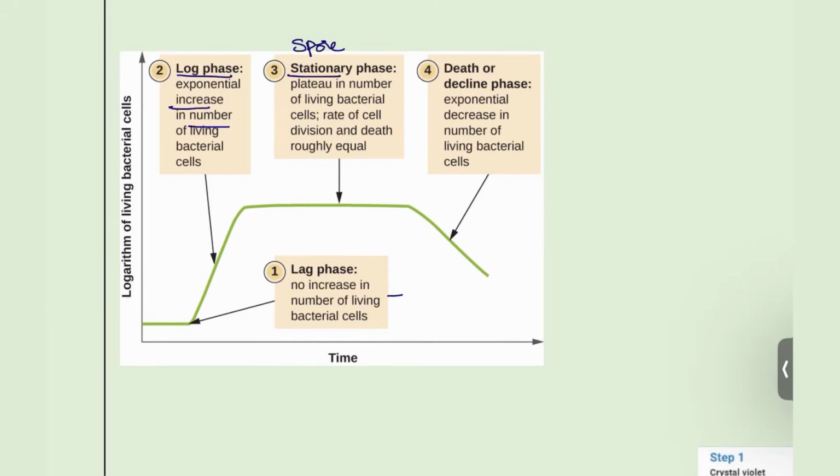So what do they do? In the stationary phase, the rate of cell division and the death of the living bacteria are almost equal. Indirectly, they are giving birth and at the same time dying, so both are equal in the stationary phase. It's like a plateau phase. Next, the death and decline phase, when there is a decreased number of living cells, which causes the decline.